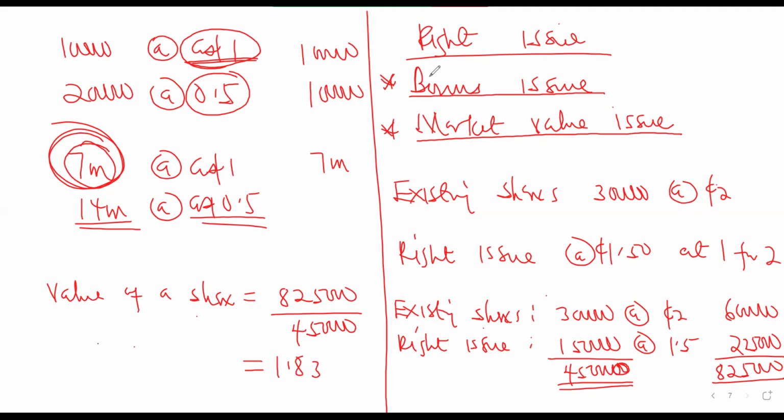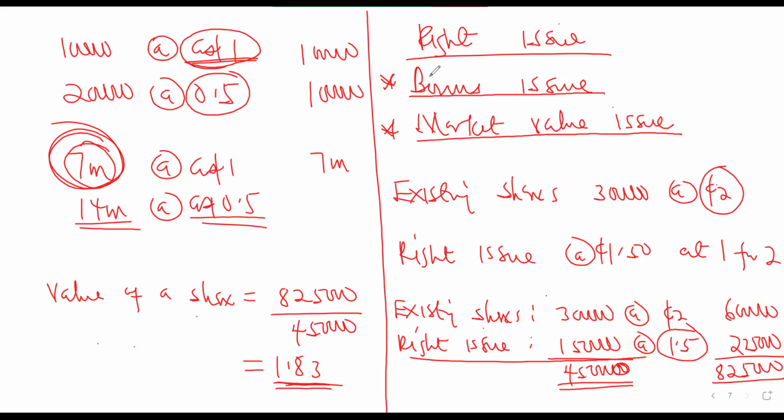Okay. But what is happening? Our share price was what? 2 cedis, isn't it? That's correct. Okay. But the shares that we are getting right now should have been issued at 1 cedi 83 pesewas. These shares should have been issued at 1 cedi 83 pesewas, but they are issued at what?